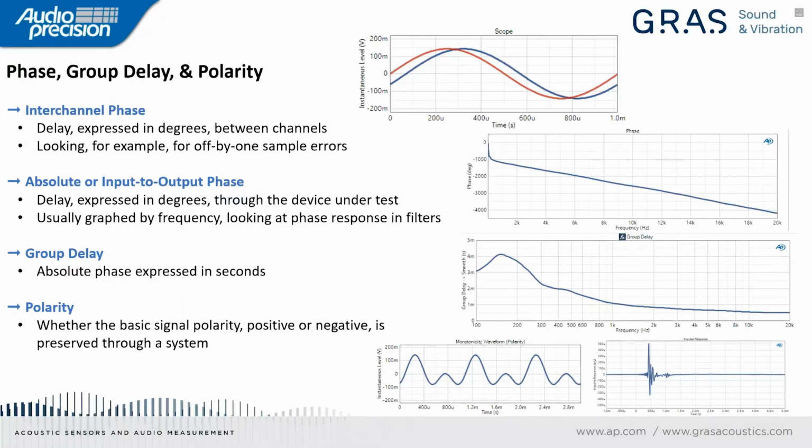A couple ways you can look at polarity: one is what we call a polarity waveform, which is an asymmetric AC waveform. And the other is to look at the impulse response of a device. Both of those will tell you the polarity.